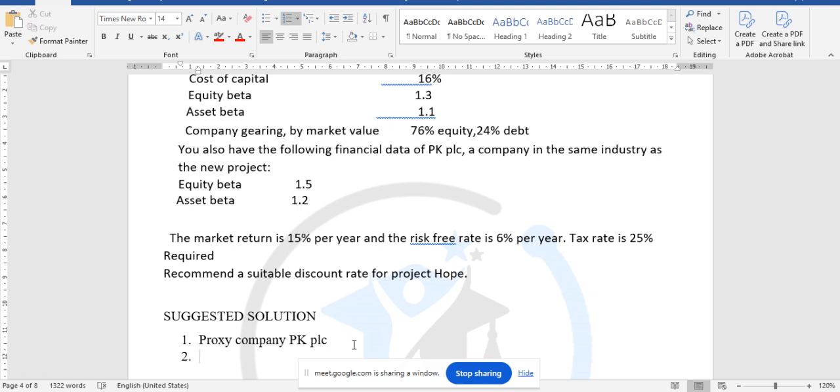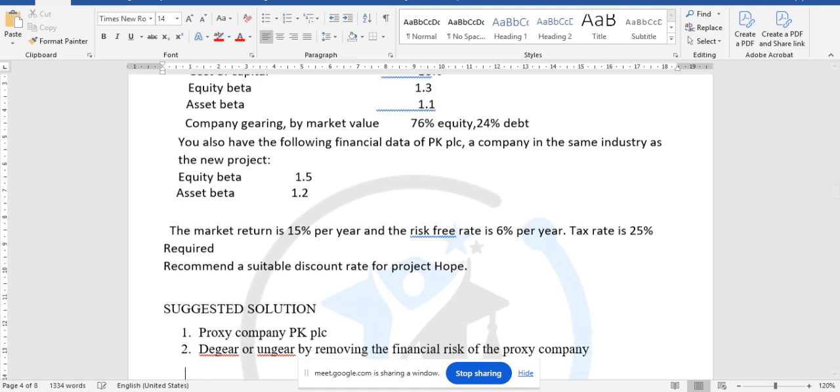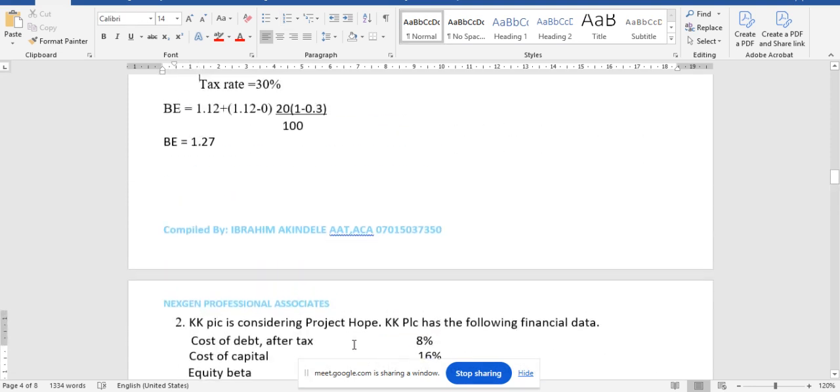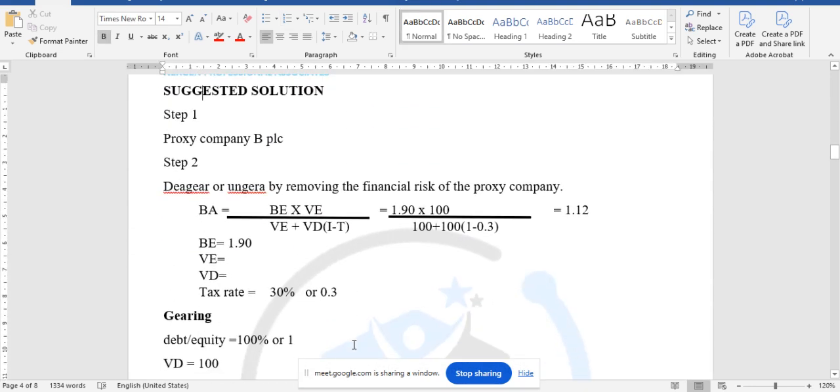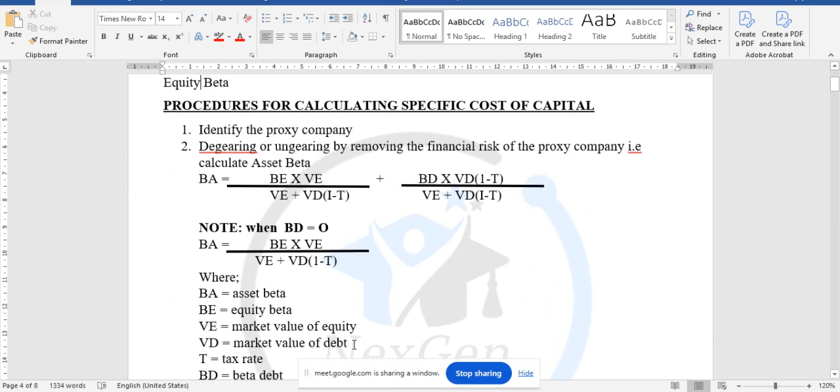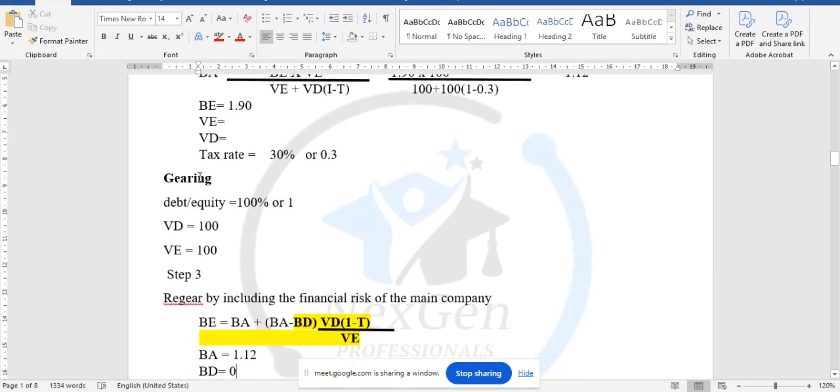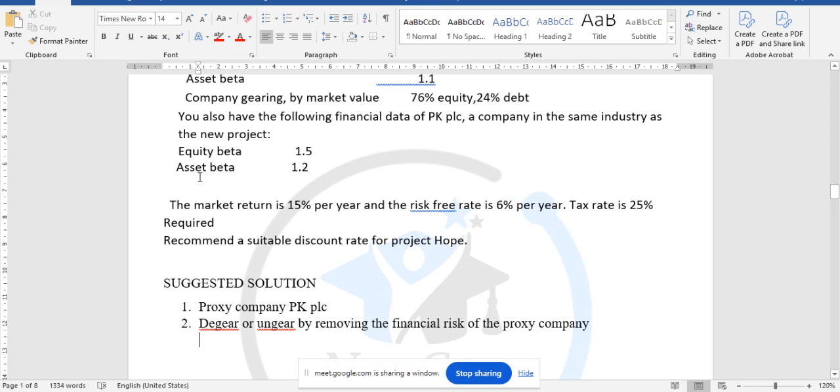Now, the next step is to de-gear, right? De-gear or un-gear by removing the financial risk of the policy company, right? Now, let me bring out our format. Let me quickly bring out the full format. I'm coming. So, anywhere we stop, you can complete it. Okay, let's check. Don't forget to go back to watch the video again so that you can have more understanding of it. So let me put this one in.